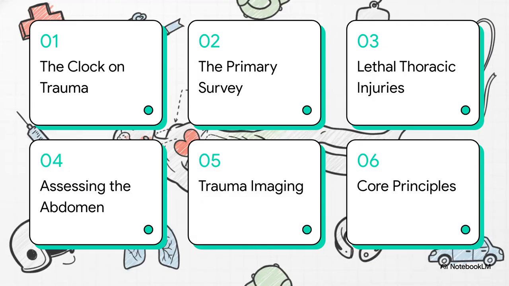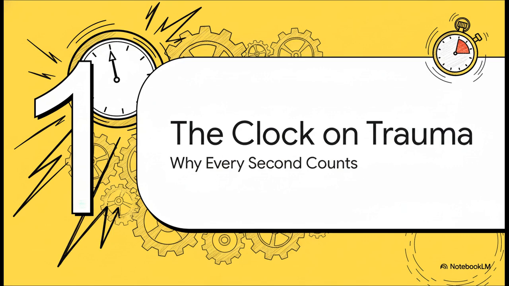Okay, here's our game plan. We're going to start with the why, the whole concept of the clock on trauma. Then we'll hit the absolute bedrock of ATLS, the ABCDE primary survey. After that, we'll dive into those deadly chest injuries you can't afford to miss, figure out how to approach the abdomen, and then talk imaging, FAST versus CT. And to wrap it all up, we'll nail down those core principles that'll get you points on the exam. So, let's kick things off with the big picture.